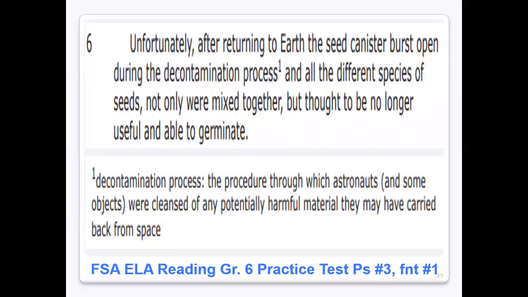Okay, so now the next one, we've got the superscript 1. This is from grade 6 practice test, passage 3, footnote 1. So the footnote definition is superscript 1, no space, decontamination process. So now we have a letter that's A through J that could be confused, but we also have contractions. So we have 2 issues with this one.